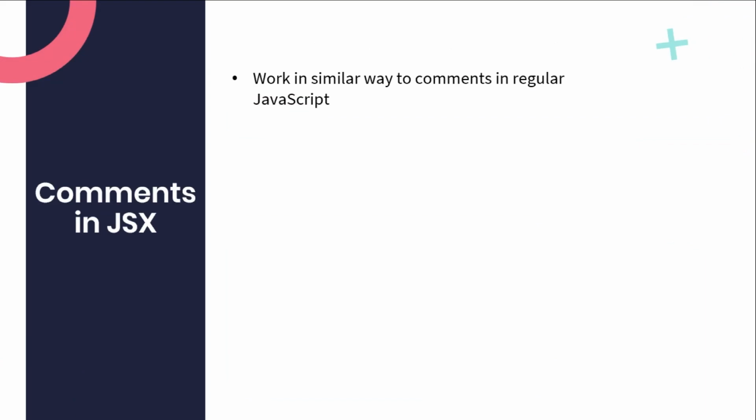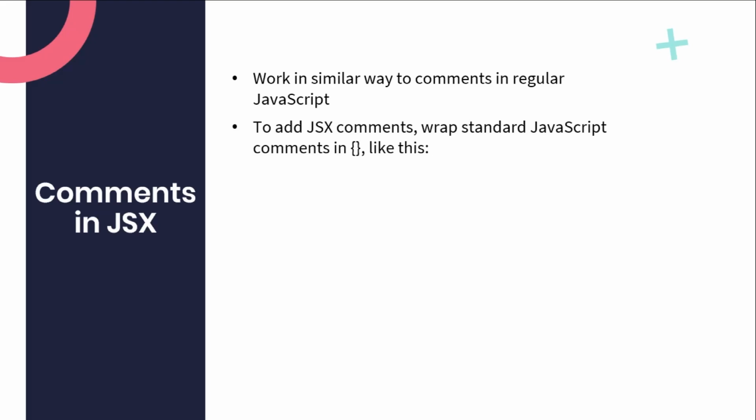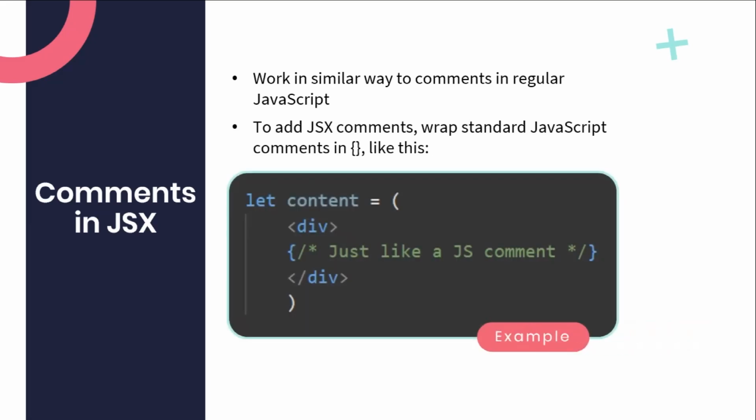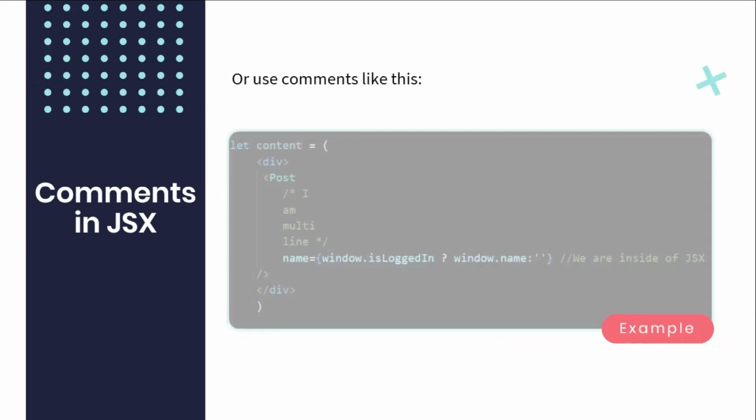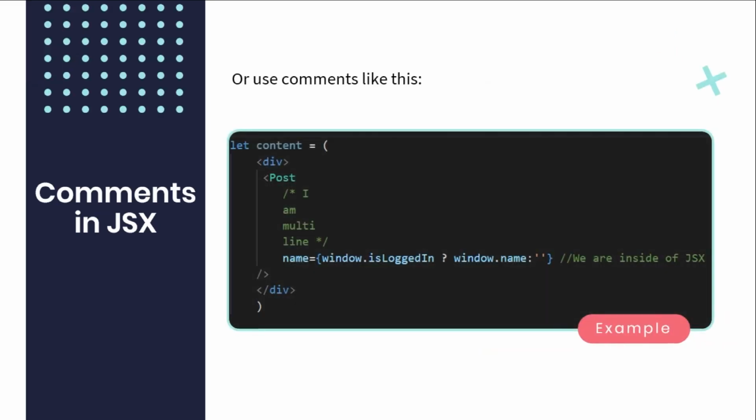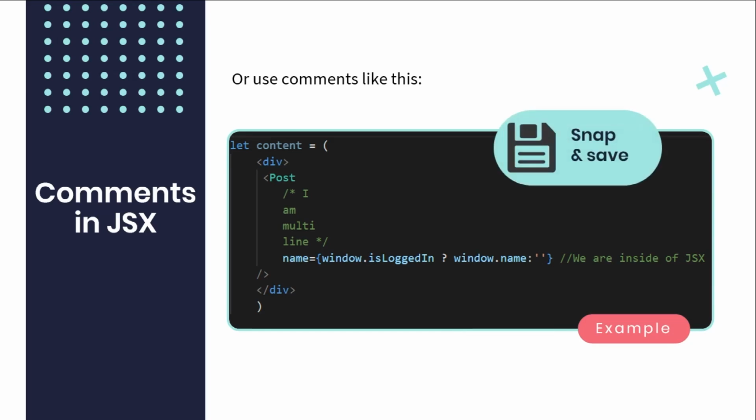Comments in JSX work in a similar way to comments in regular JavaScript. To add JSX comments, you can wrap standard JavaScript comments in curly brackets, like this. Or you can use comments like this. Of course, you are welcome to snap and save any code snippet that you see here and refer to at any point that you'd like. Alternatively, you can find them in your summary notes for this lesson.